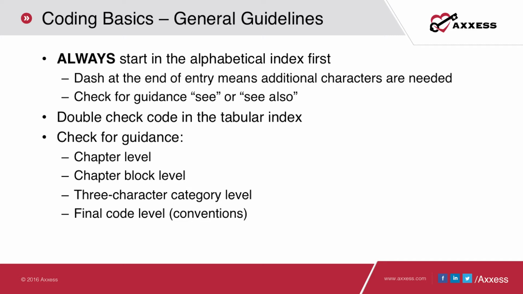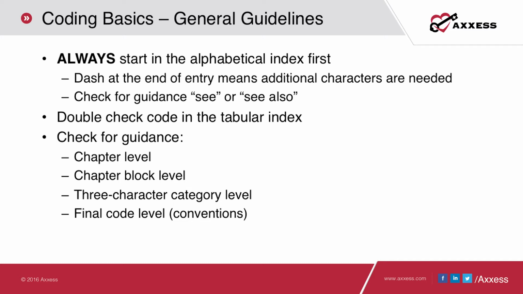For example, guidance that would be found at chapter block I-10 to I-15, just below that chapter block title, you'll see guidance that tells you to use additional code to identify, or it may say code also, to identify tobacco smoke use, tobacco exposure, and so on. And that guidance applies to all of the codes from I-10 to I-15.